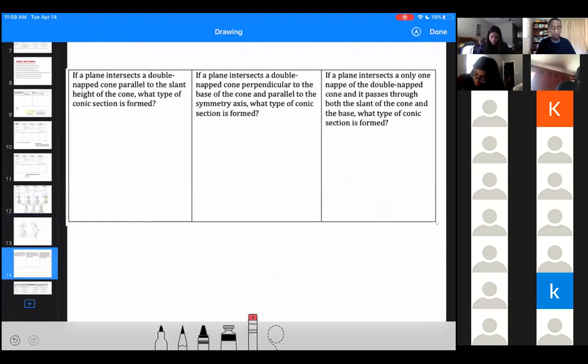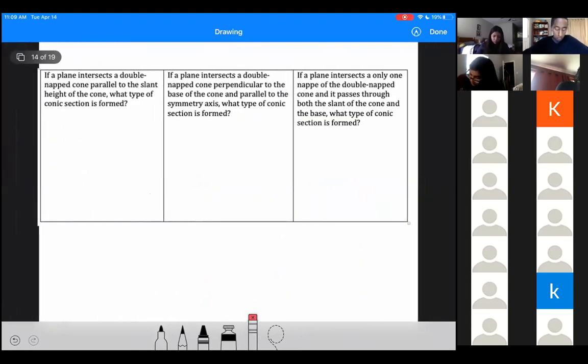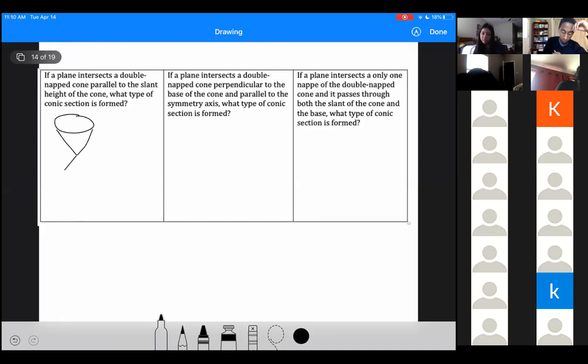All right, so let's just do 3 of these and then we'll talk about circles and completing the square. So we'll do the first one together. The question says, if a plane intersects a double napped cone parallel to the slant height of the cone, what type of conic section is formed? Okay. So the first thing we want to do is draw the double napped cone. That's how I draw the double napped cone.